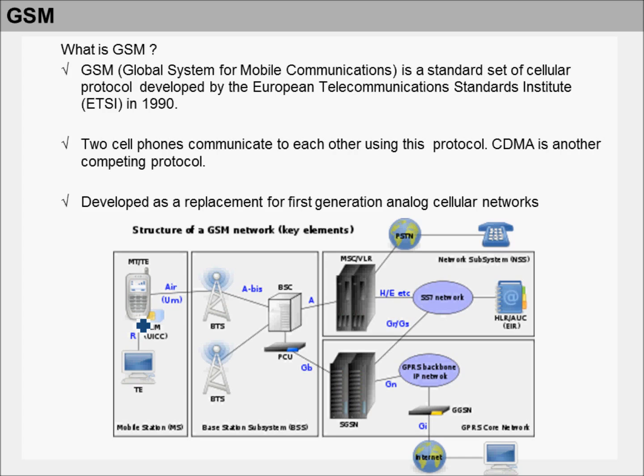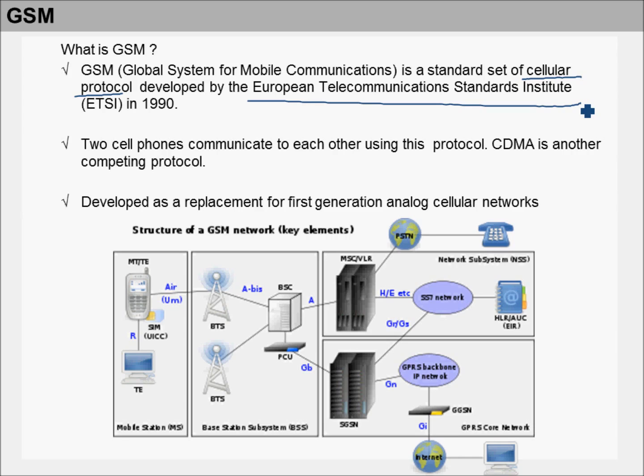What is GSM? The full form is Global System for Mobile Communication. It is a standard set of cellular protocols, and it was developed by the European Telecommunications Standards Institute, ETSI, in 1990. So it is pretty much a 20-year-old protocol. It has been improving over the years, but it was developed in 1990-91. It started being implemented by some of the telecom carriers.